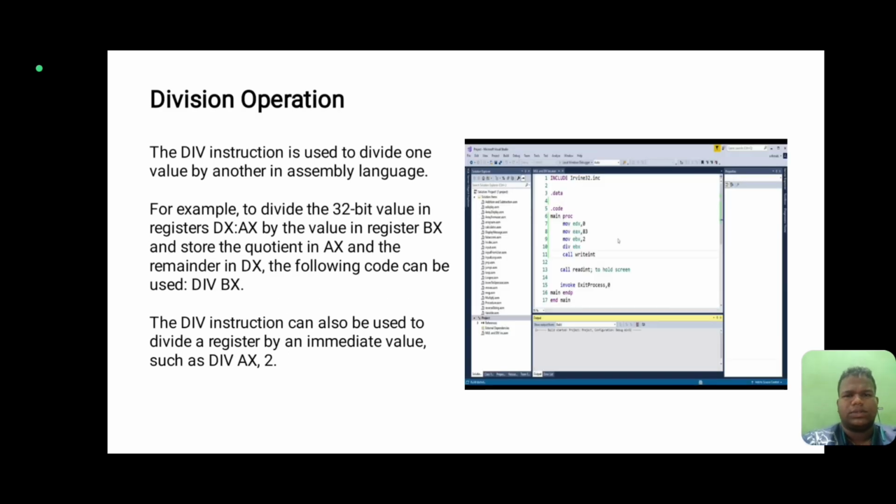Division operation. The division instruction is used to divide one value by another in assembly language. For example, divide the 32-bit value in register DX:AX by the value of register BX. The division instruction can also be used to divide a register by an immediate value.